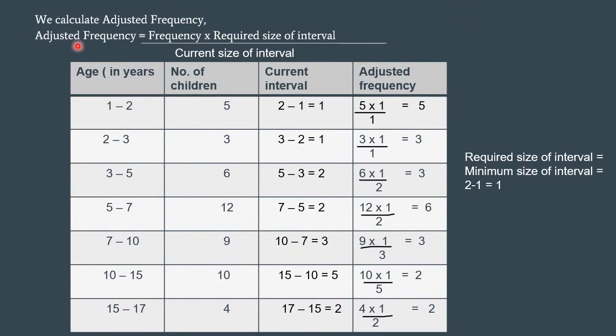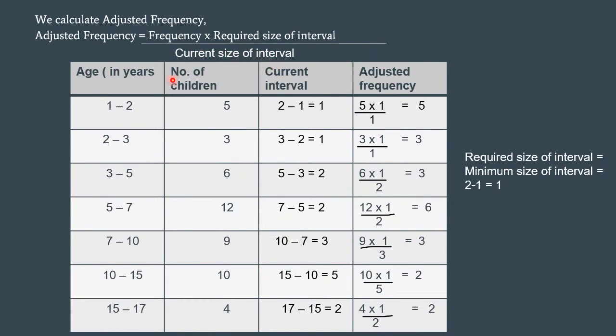For finding adjusted frequency, the formula is frequency into required size of interval by current size of interval. Frequency they have given in the question, which is 5, 3, 6, 12, 9, 10, 4. And required size of interval is the minimum size of interval. Now in the first, 2 minus 1, 1. We got in the first only the minimum size of interval because minimum will be 1 or more than 1. It cannot be 0. So we got 1. Minimum size of interval will be 1.